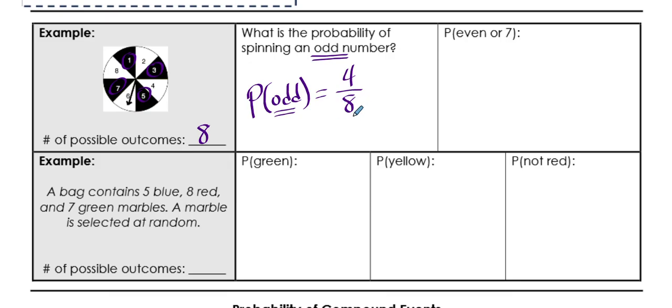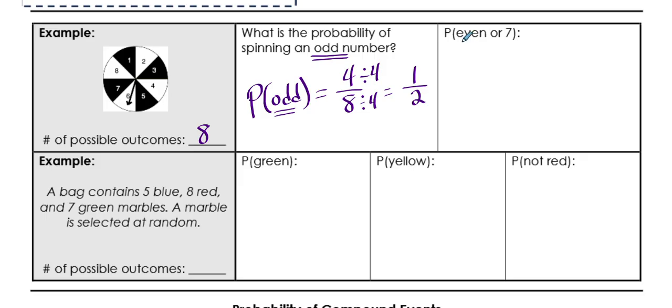If you can simplify, you always want to simplify. So we could divide by 2 on top and on bottom. That's going to take 2 steps. We would divide by 2 and then divide by 2 again. Just doing it in one step, we could just divide by 4 on top and bottom. And that would give us 1/2 as our probability. And that should make sense. Half of these numbers are odd.